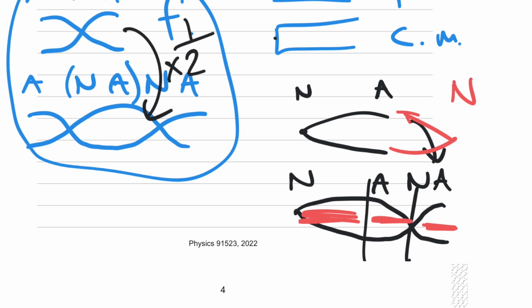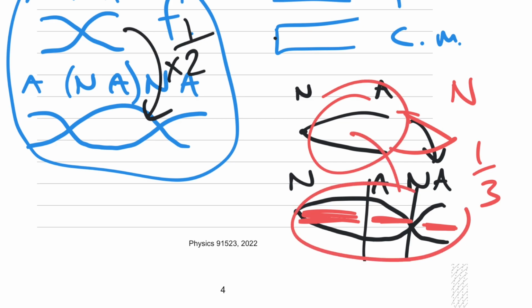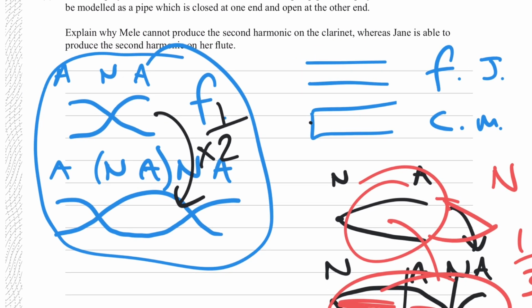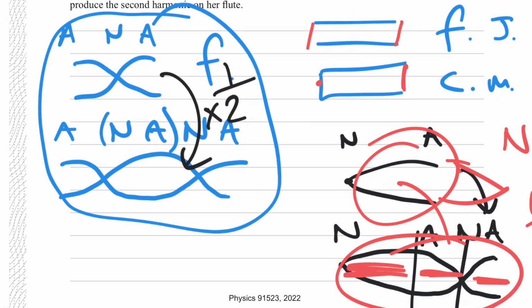So you're effectively going from here down to here, 1/3 of the wavelength, which would be the third harmonic. That's why you can't do that. So if you're explaining this, you'd need to explain the positions of nodes and antinodes, which are governed by the open and the closed ends. Open and open allows for a symmetrical wave, closed and open allows only for an asymmetrical wave with that quarter wavelength, and then you just can't double it.